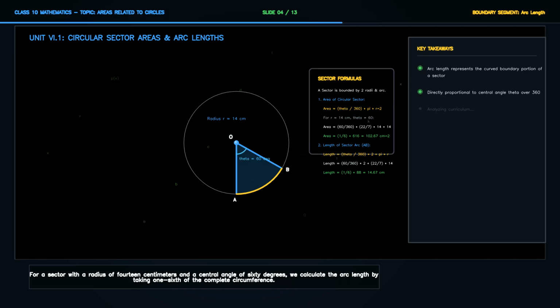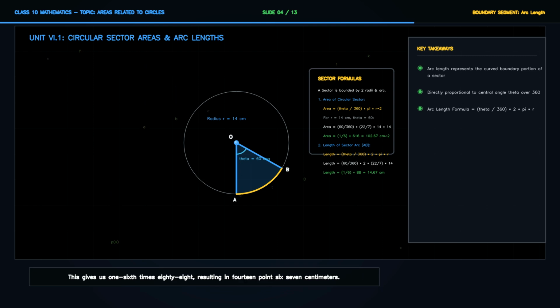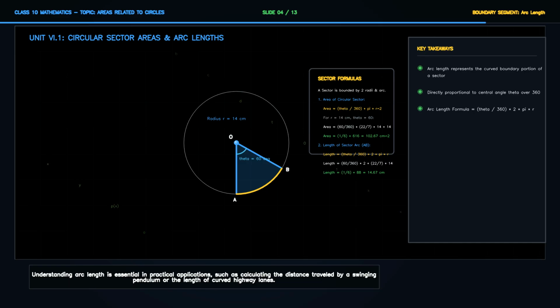Therefore, the formula for the arc length is theta over 360 multiplied by 2 times pi times r. For a sector with a radius of 14 centimeters and a central angle of 60 degrees, we calculate the arc length by taking 1/6 of the complete circumference. This gives us 1/6 times 88, resulting in 14.67 centimeters. Understanding arc length is essential in practical applications, such as calculating the distance traveled by a swinging pendulum or the length of curved highway lanes.